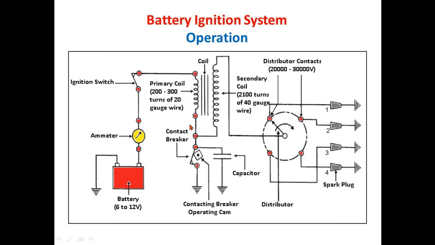Next, we have the contact breaker. Here, the contact breaker performs the making and breaking operation for the ignition system. Then we have the distributor, which gives the high voltage potential, likely 20,000 volts to 30,000 volts, towards the spark plug. So this is the general introduction, or the simple circuit, of the battery ignition system.